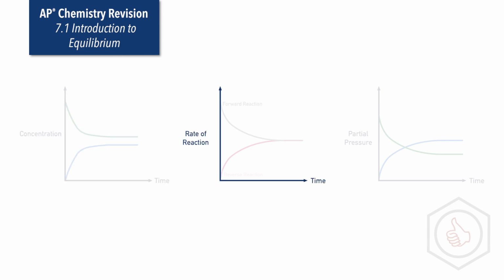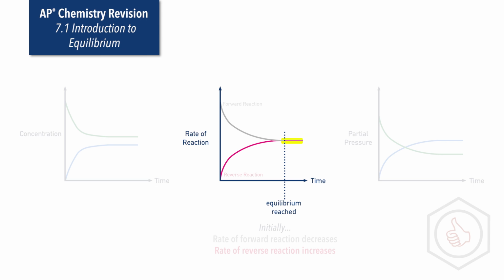For a rate of reaction versus time graph, initially, the forward reaction is faster than the reverse reaction. Over time, the reverse reaction speeds up as more product gets formed. At equilibrium, both rates become equal, meaning no net change occurs. The system is dynamic because reactions are still occurring, but balanced, hence equilibrium.